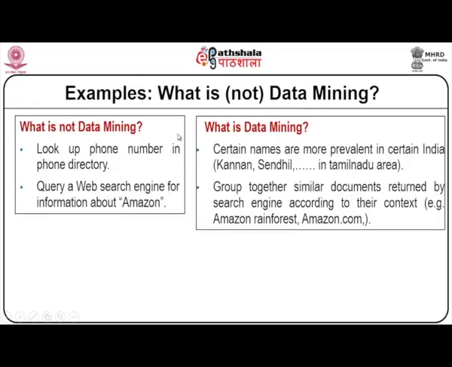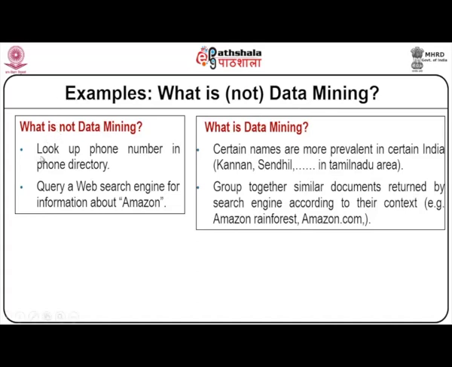So we will try understanding what is not data mining and what is data mining. People who have a greater knowledge of databases are likely to have a doubt in their mind: I have understood databases, they do most of the processing, but what is so special here? We will try comparing on that, but at the same time, first we will look at what is not data mining.